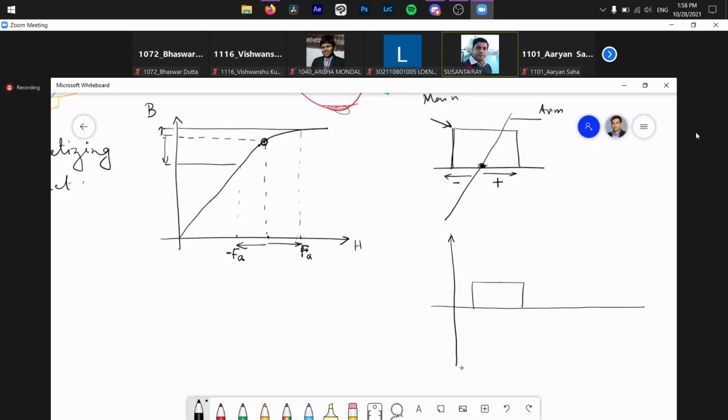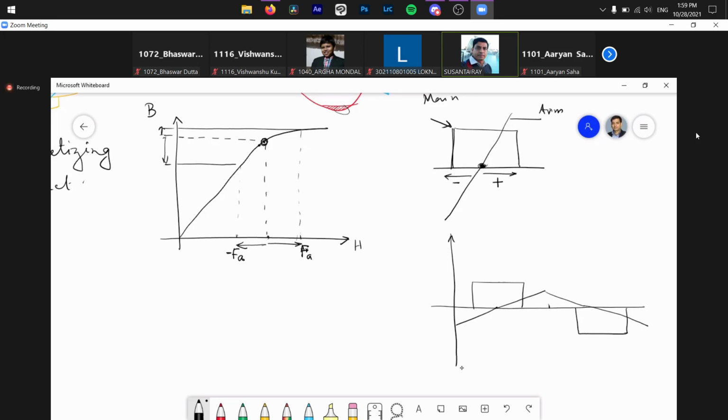One MMF is like this. Another MMF here has the maximum. It will be zero crossing at the center, and it will be the maximum. So these are the two MMFs.